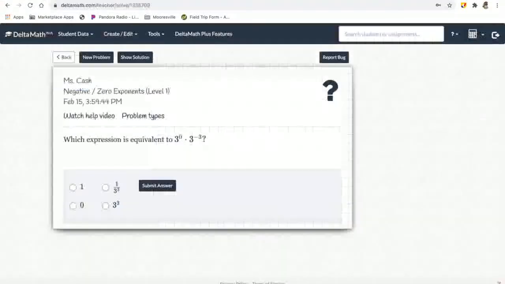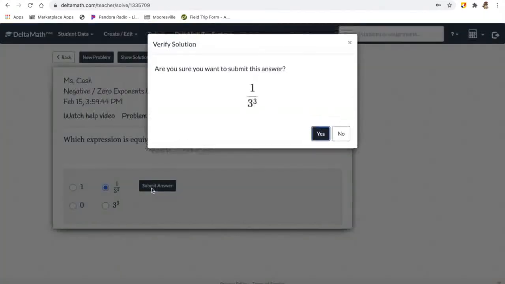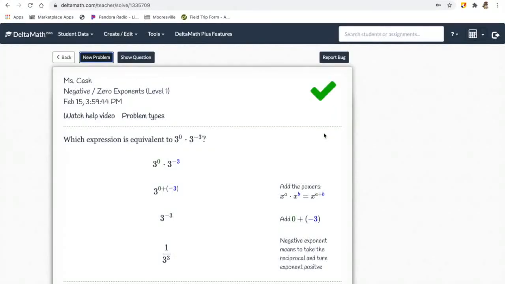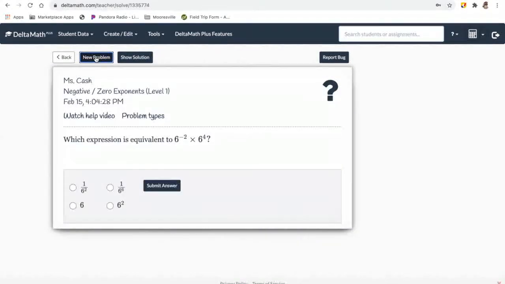So when I go back into DeltaMath, I pick 1 over 3 cubed, submit my answer, yes, and I know I got it right. I'm going to go to a new problem. This one says 6 to the negative 2 times 6 to the fourth. So I'm writing that down. 6 to the negative 2 times 6 to the fourth.